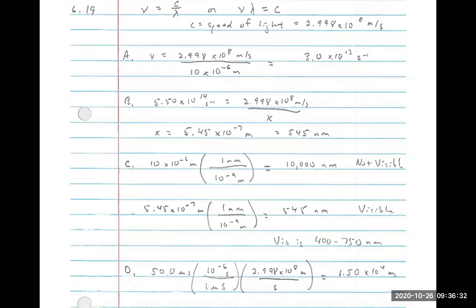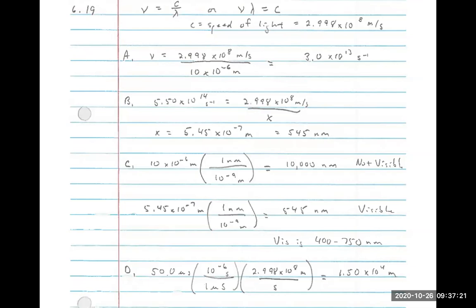Okay, then in C, they're asking, would A or B be in the visible region or not? Well, once again, when we talk about light, we talk about radiation like that, we're usually talking about it in terms of nanometers. So you'd want to convert those answers. In part A, 10 to the minus 6 meters, you would want to convert to nanometers, and that's that conversion of 10 to the minus 9th meters is 1 nanometer. And then you get 10,000 nanometers.